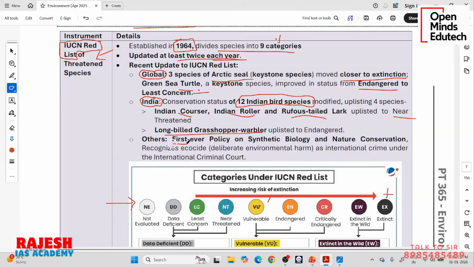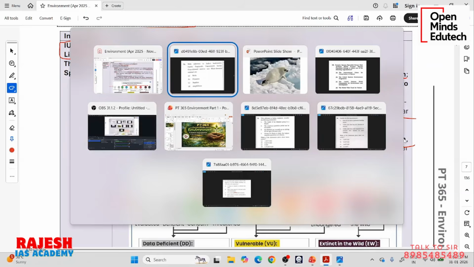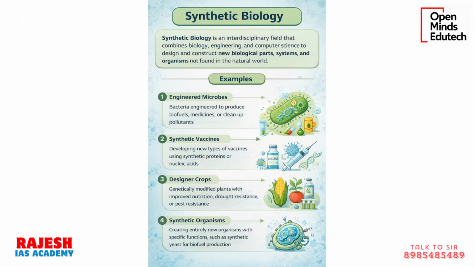adopted our first policy on synthetic biology and nature conservation. What is this synthetic biology? Synthetic biology is an interdisciplinary field that combines biology, engineering and computer science. So traditionally we have biology, engineering and computer science. Now you combine these three to create new biological parts.